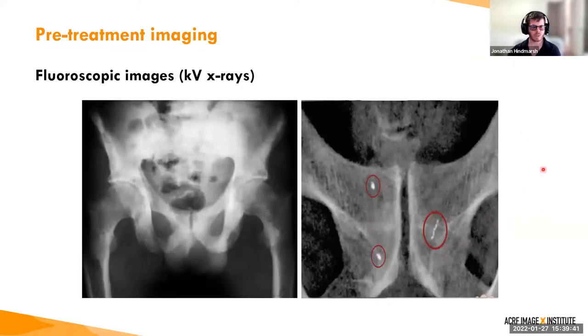So imaging, this is an example of KV X-ray images. This is looking at bony anatomy in this case. And this one is looking at fiducial markers that would be, in this case, implanted in the prostate. And so in this case, you'd be aligning the bony anatomy acquired on the day to the bony anatomy of the CT scan. And in this case, you're matching the position of the fiducials acquired on the day to the fiducials as they were at simulation.